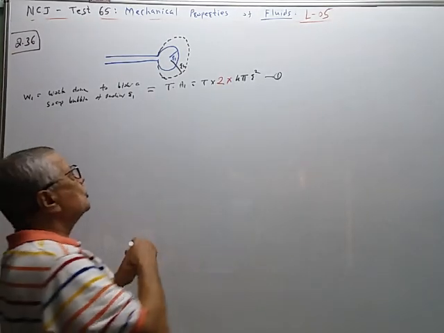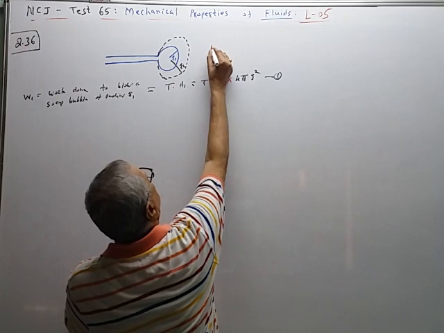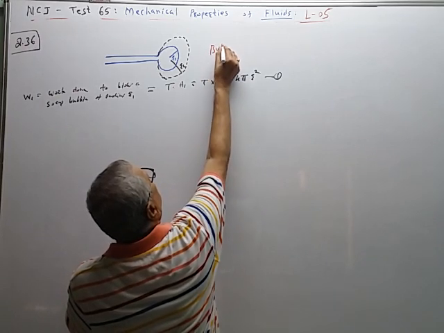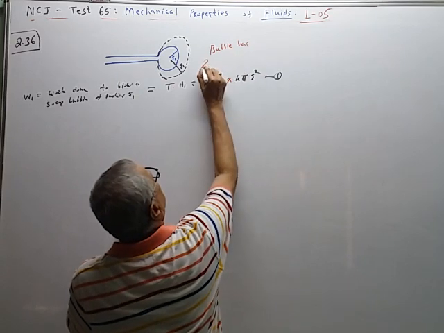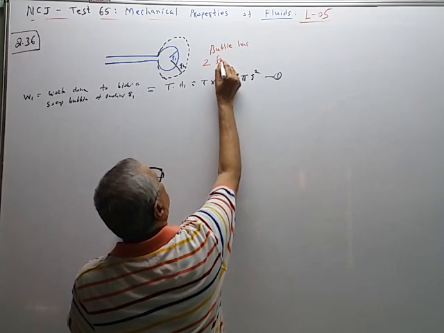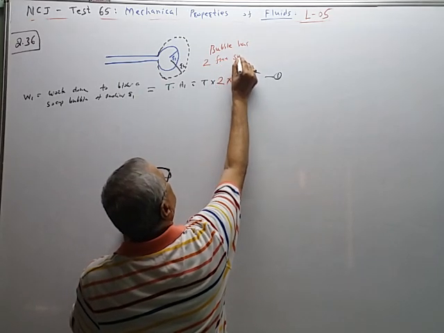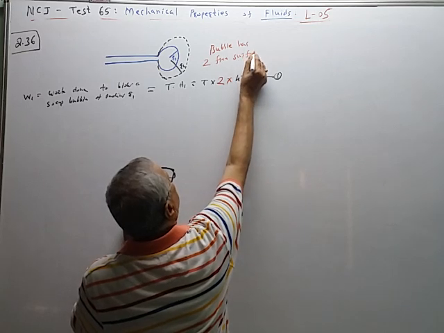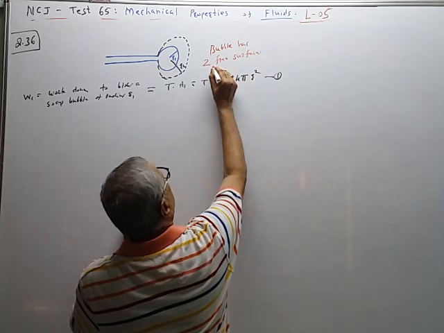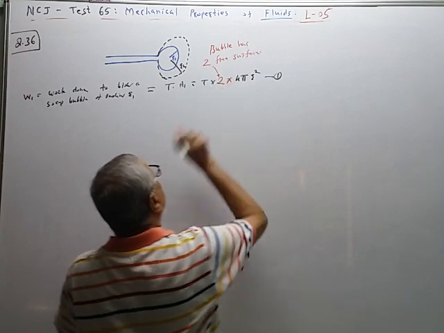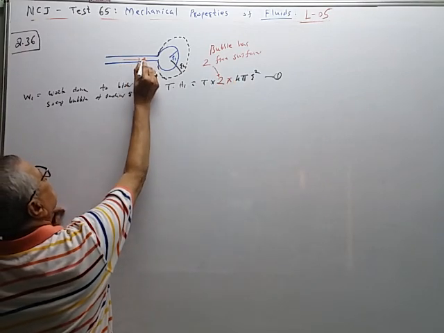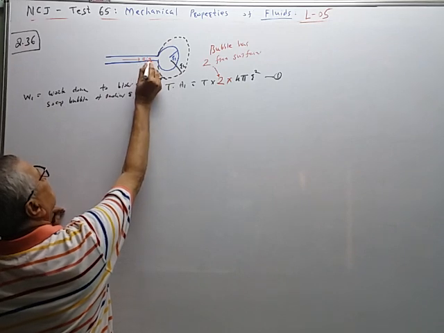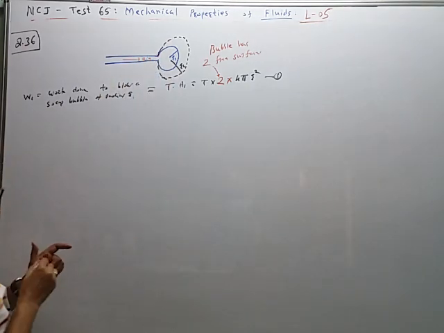Bubble has two free surfaces. So why factor 2? This is the reason. So air is blown on this side, and therefore the size increases.